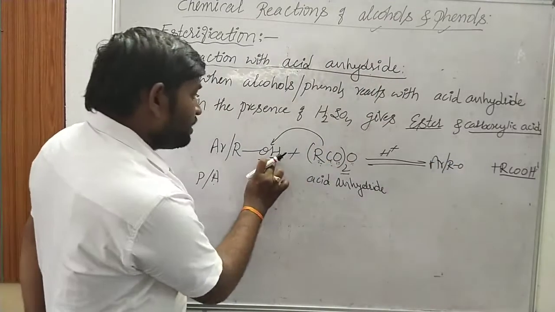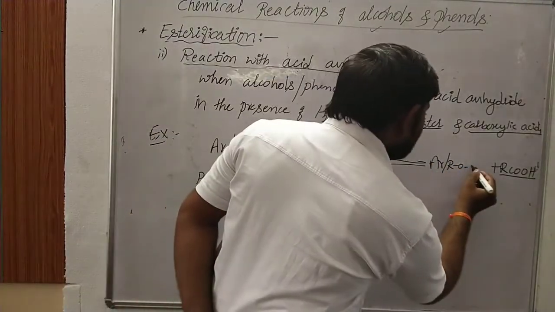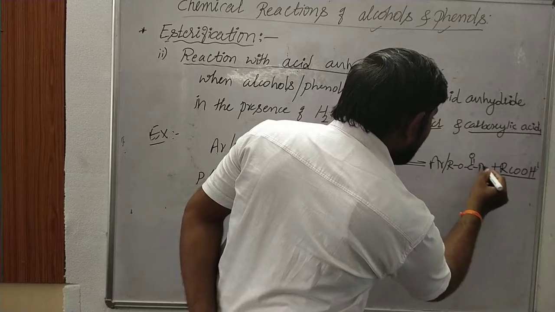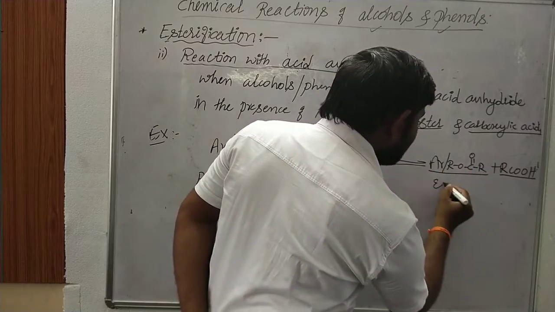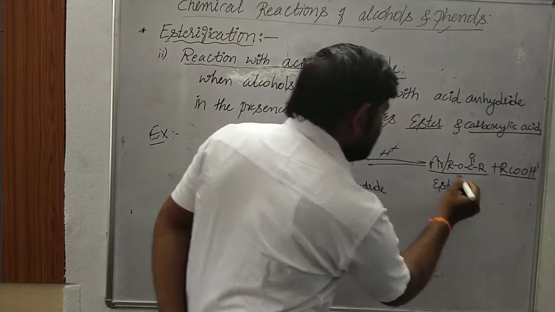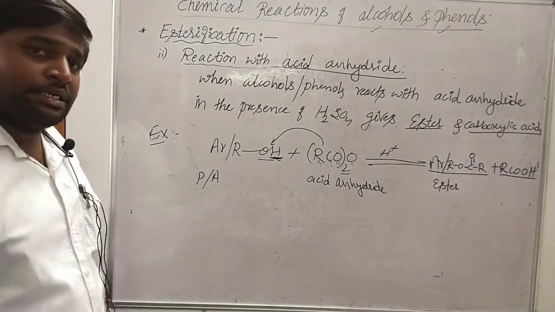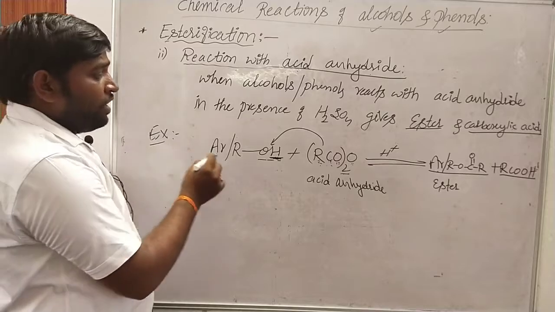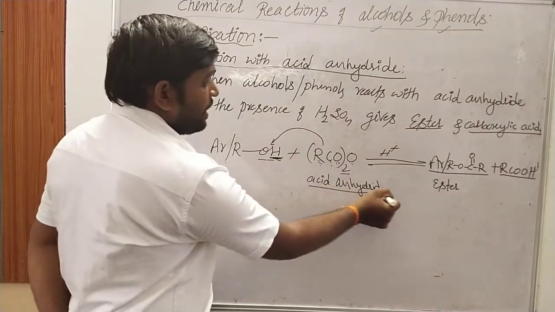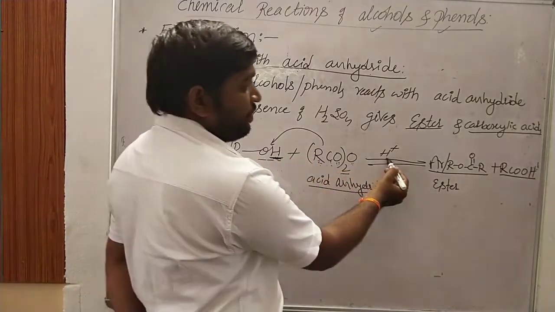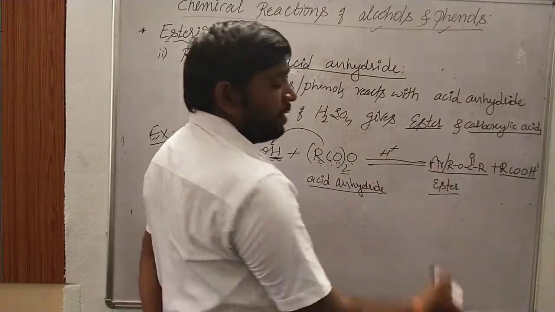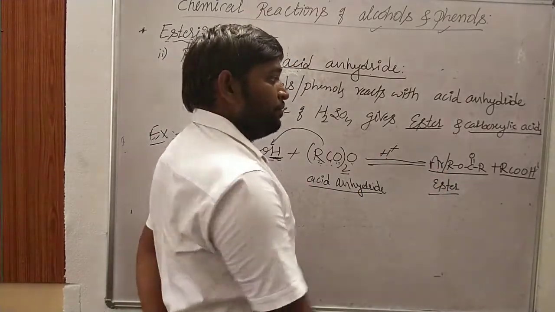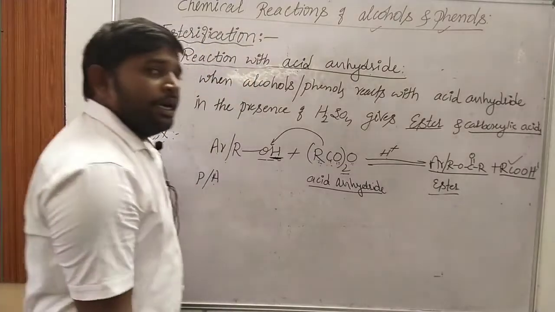So here the hydrogen atom is replaced by RCO, that is C double bond O R. This is nothing but an ester. So this is about the esterification reaction of alcohols reacting with acid anhydride in the presence of sulfuric acid, which leads to the formation of ester molecules again, with elimination of carboxylic acids.